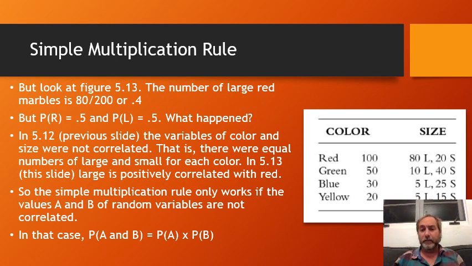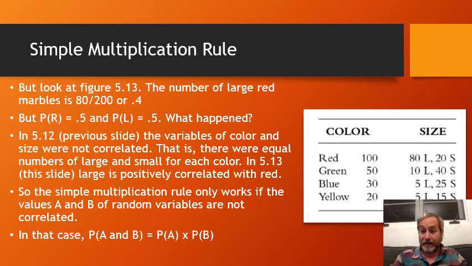If we multiplied those together, we get 0.25, but we can see from the chart that the actual answer is 0.4, 80 out of 200. So what went wrong in this situation? Well, in the previous slide, the variables of color and size were not correlated. And remember that by correlation, we just mean there is perfectly equal numbers of large and small for each color. To be specific, it's not that there were more, but it's the percentage. So there wasn't a greater percentage of red larges than there was a percentage of green larges, and so on.